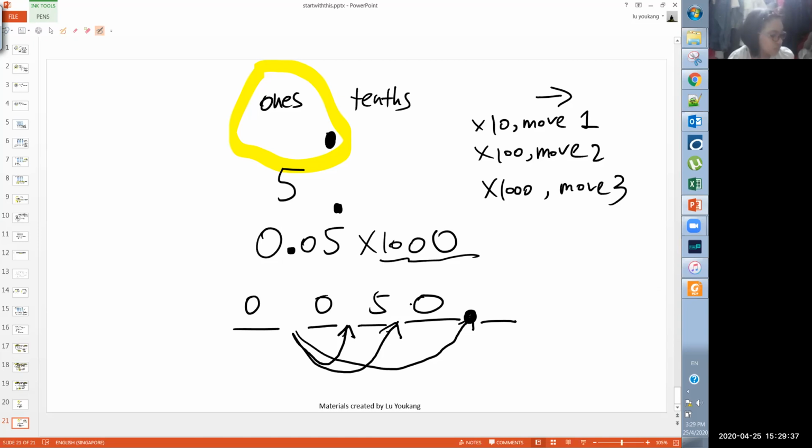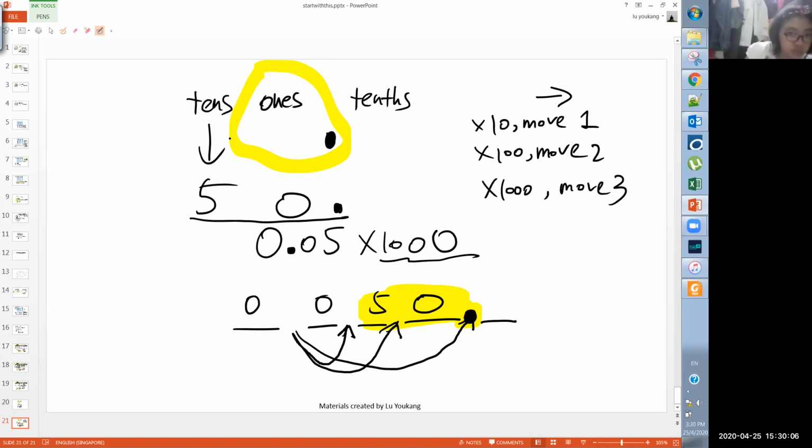Now can I ask you? This is a decimal point, right? Can you see? It moved here already. So it becomes 50 dot. So I put 50 dot here. So this becomes your 10 and 1 position.